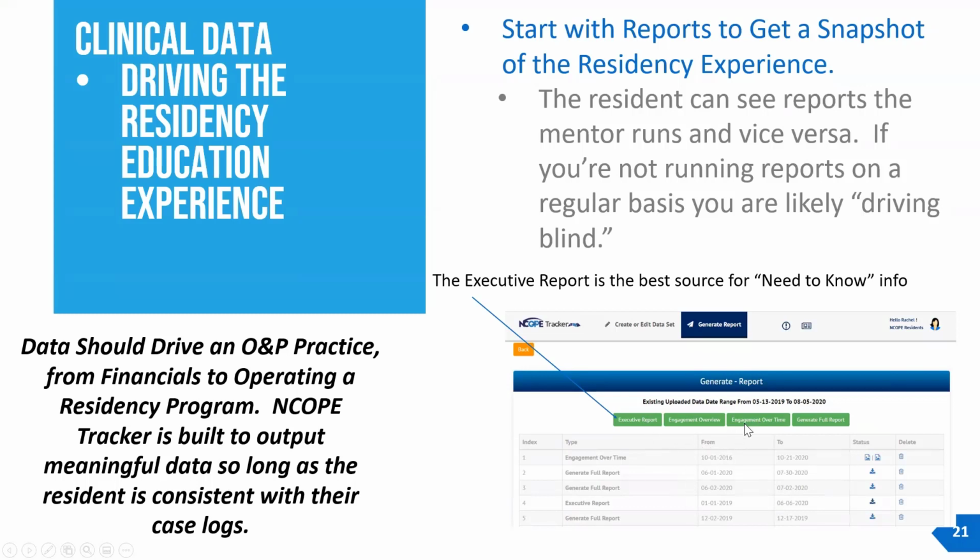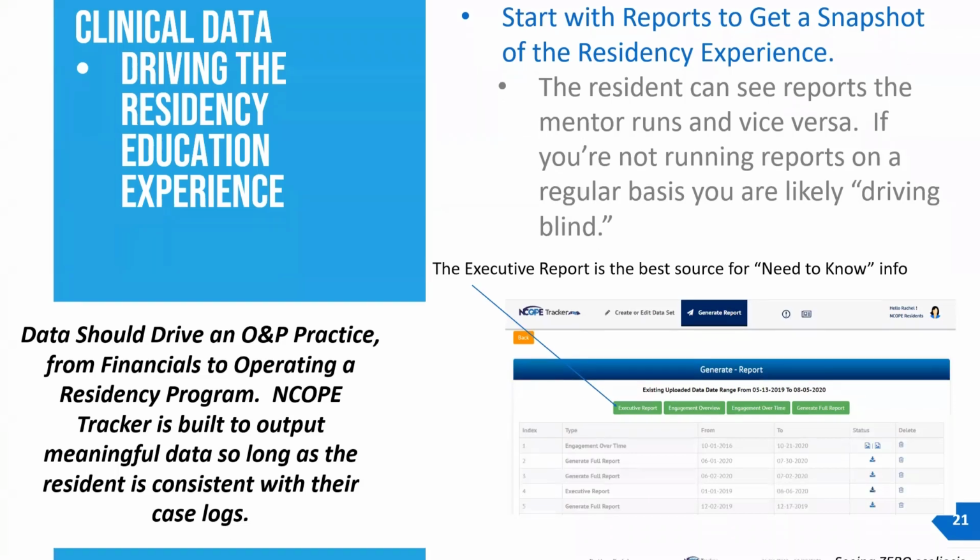There's also engagement overview and engagement over time. And those reports are visual graphical reports. They only work if the resident has at least 45 days of data logged. If they don't, it will generate a beautiful blank report. So you need 45 days of data to actually calculate and run it.